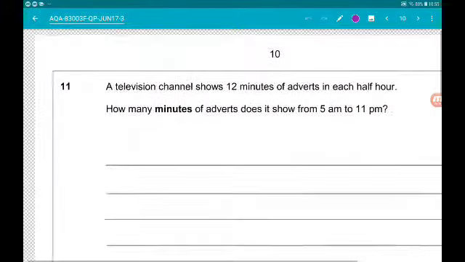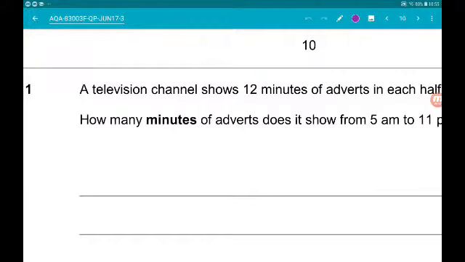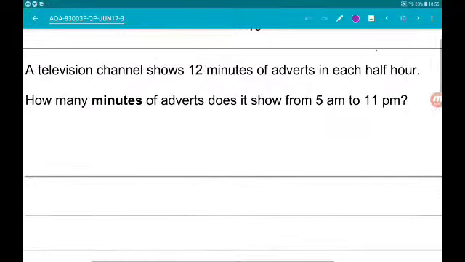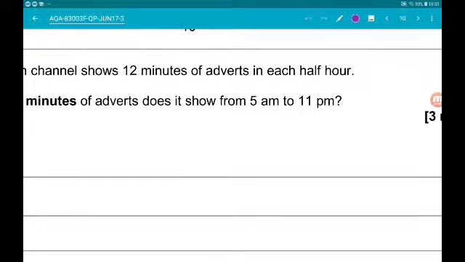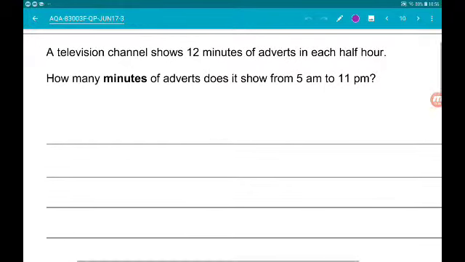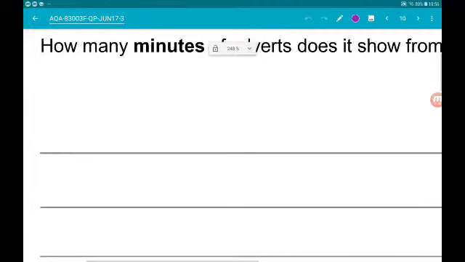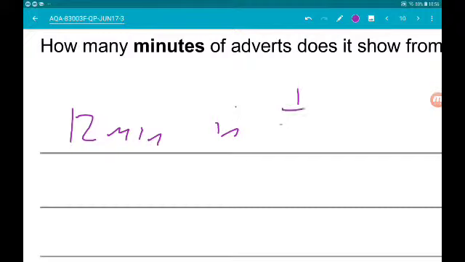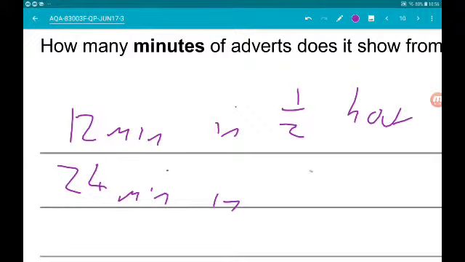Question 11. A television channel shows 12 minutes of adverts every half an hour. How many minutes of adverts does it show from 5 AM to 11 PM? Okay, so 12 minutes in half an hour. So that means in a whole hour it's going to be 24 minutes in 1 hour.